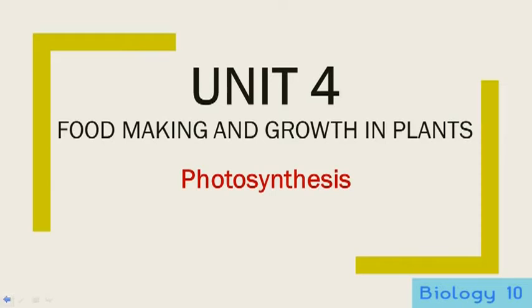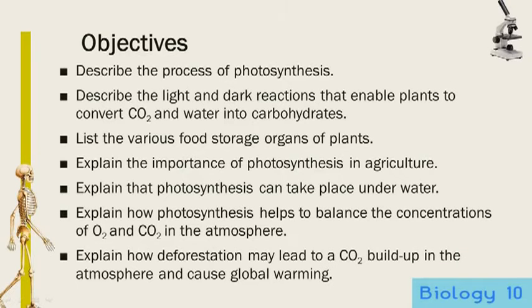Unit 4. Food making and growth in plants. Photosynthesis. Here are the objectives for this section. We will describe the process of photosynthesis. We will describe the light and dark reactions that enable plants to convert carbon dioxide and water into carbohydrates. We will list the various food storage organs of plants. We will explain the importance of photosynthesis in agriculture.